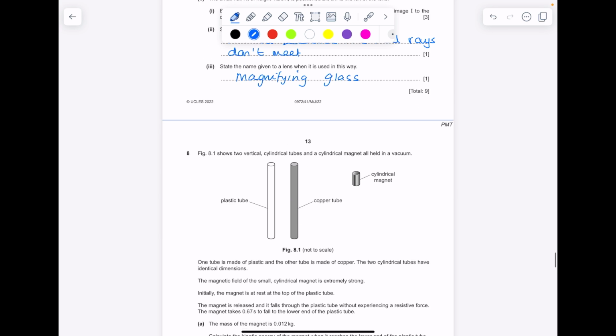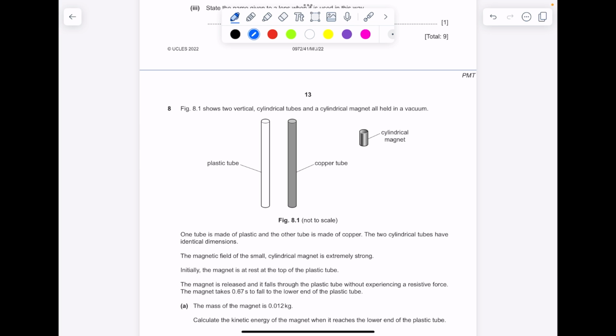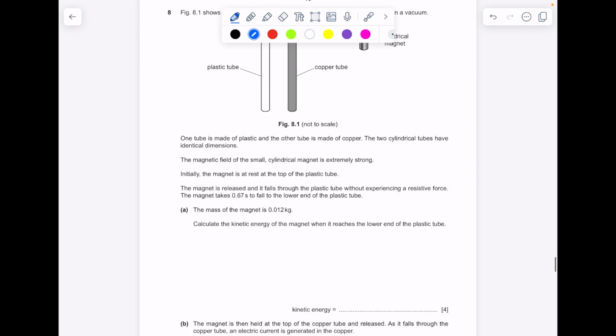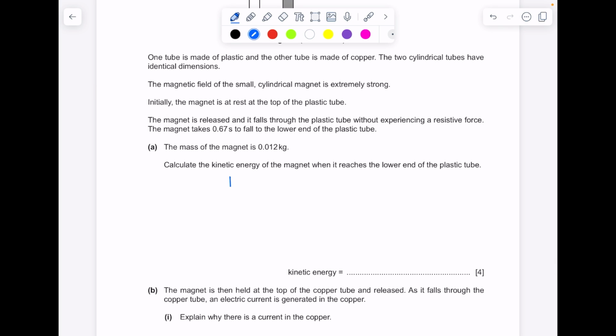Figure 8.1 shows 2 vertical cylindrical tubes and a cylindrical magnet all held in a vacuum. One tube is made of plastic and the other tube is made of copper. The two cylindrical tubes have identical dimensions. The magnetic field of the small cylindrical magnet is extremely strong. Initially, the magnet is at the top of the plastic tube. The magnet is released and it falls through the plastic tube without experiencing a resistive force. The magnet takes 0.67 seconds to fall to the lower end of the plastic tube. The mass of the magnet is 0.012 kg. Calculate the kinetic energy of the magnet when it reaches the lower end of the plastic tube.